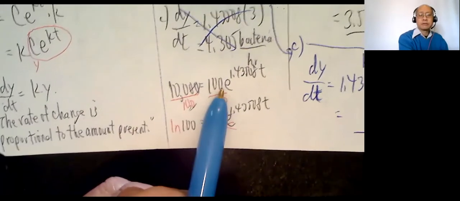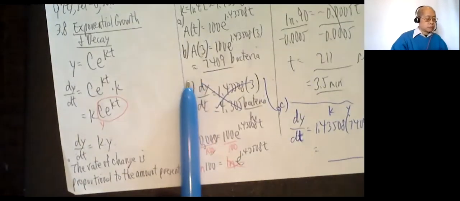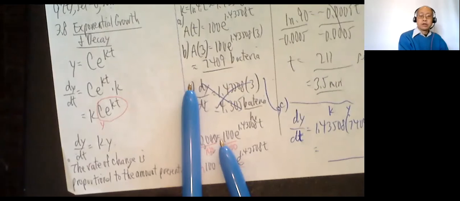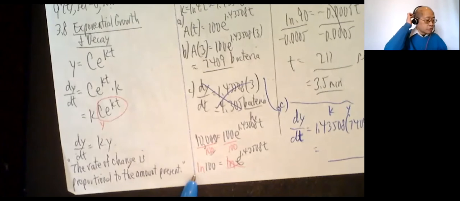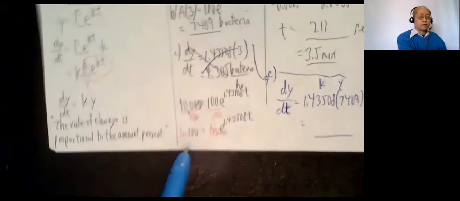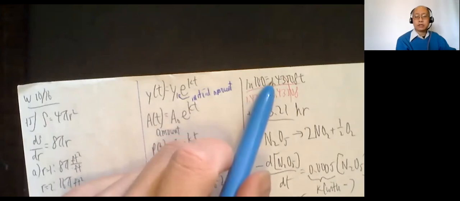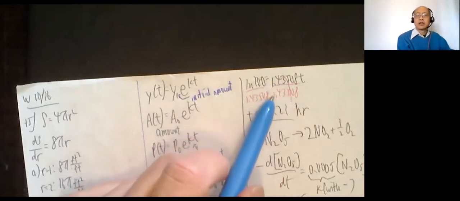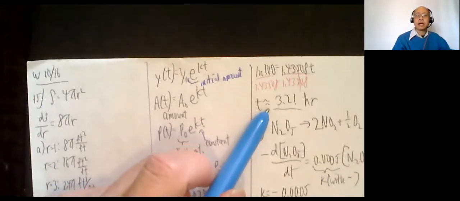Divide both sides by 100. 10,000 divided by 100 is 100. So I have 100 equals e to the 1.43508 t. How do I get rid of the e? ln, natural log both sides. So when you do the ln, the e cancels out. So I have natural log of 100 is 1.43508 t. Divide both sides by 1.43508. 3.21 hours.